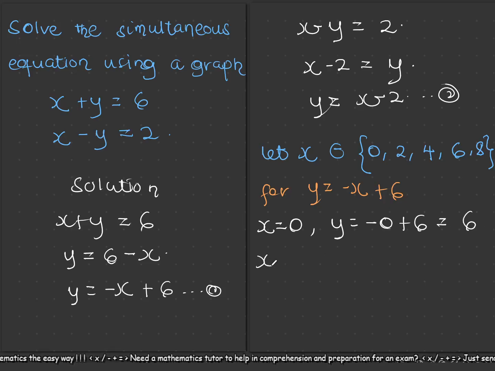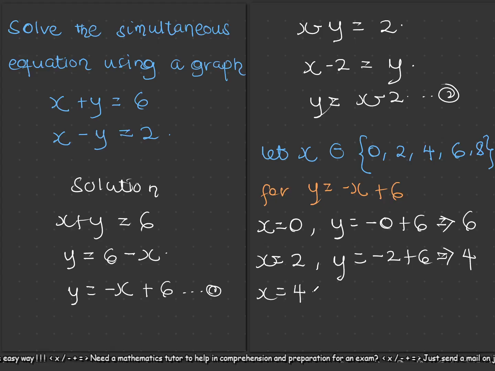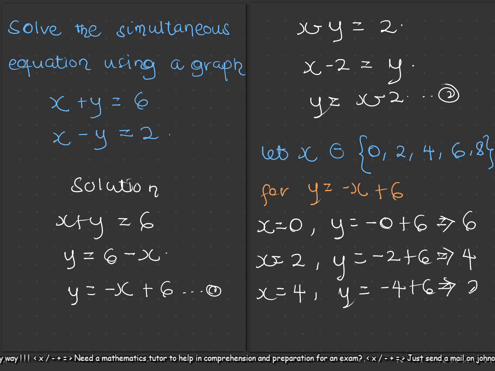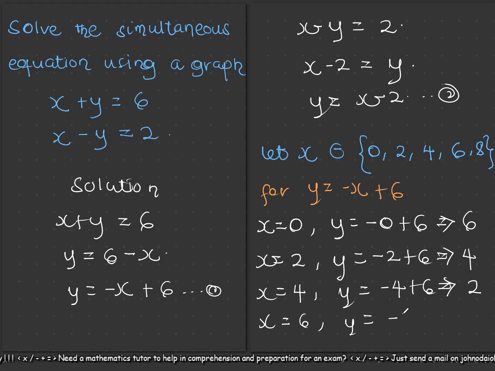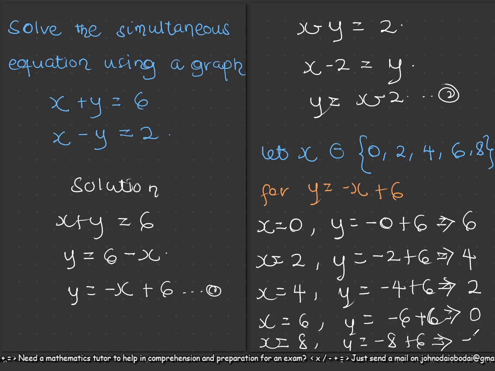Now, if x equals 2, your y will be equal to negative 2 plus 6, and that gives you a 4. If x equals 4, you have y equal to negative 4 plus 6, which gives you a 2. If x equals 6, then y is negative 6 plus 6, and that gives you a 0. And our last value, if x is equal to 8, then y is equal to negative 8 plus 6, and that gives you a negative 2.